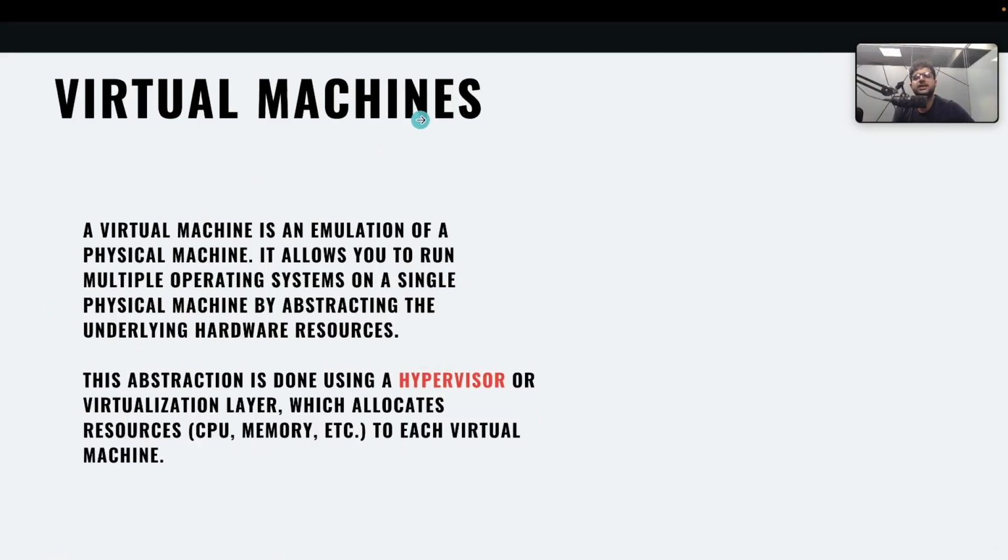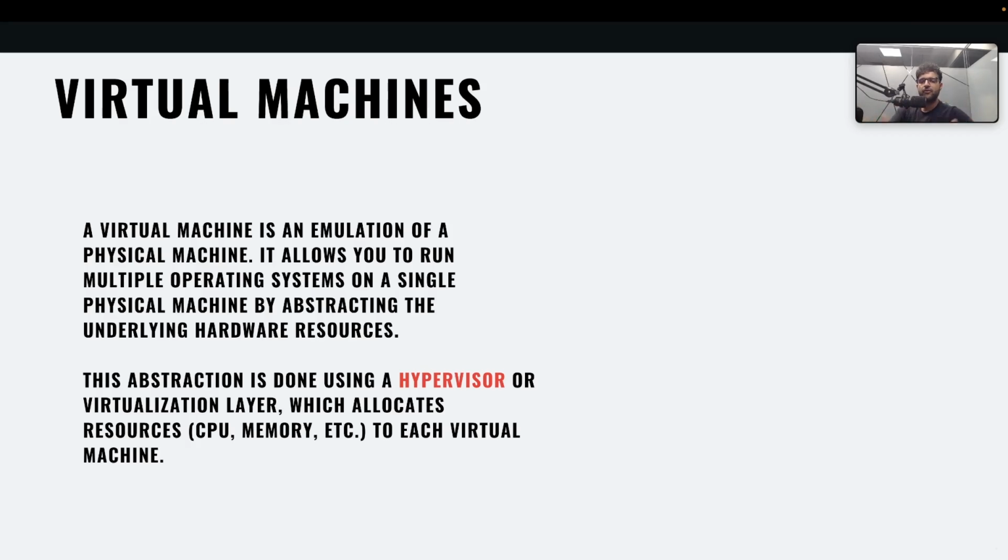A virtual machine is something new. A virtual machine is an emulation of a physical machine. What does emulation mean? You are emulating, meaning simulating, meaning recreating that specific virtual machine on top of your physical machine. It tries to emulate a physical machine. It looks very similar, but it isn't a physical machine.